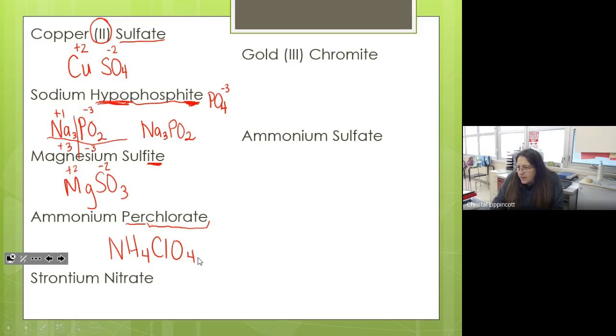Did I lose anybody on that one? That's a little harder because we got 2 polyatomic ions going on here. We got a +1 for this one and a -1 for this one. So that's all okay. We don't have to do any parentheses, but you got a lot of polyatomic, you got a lot of atoms going on there, don't you?